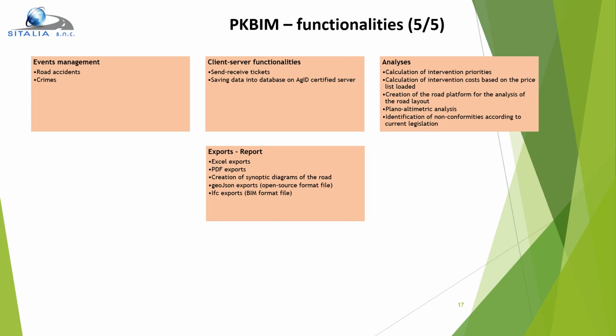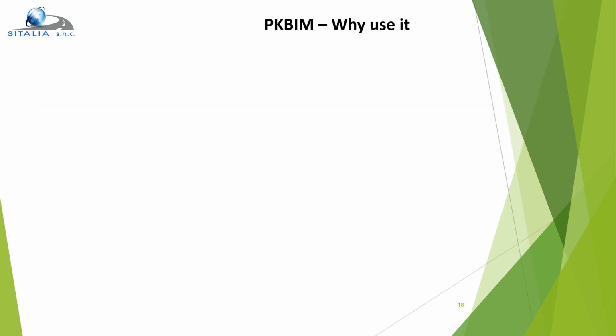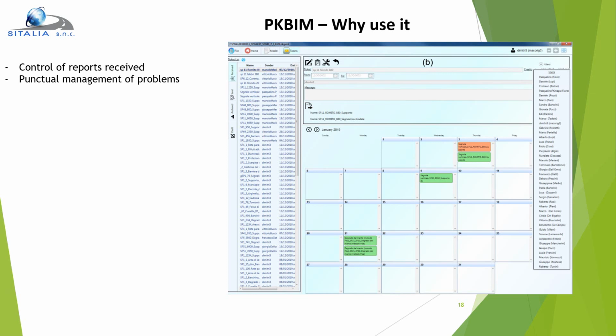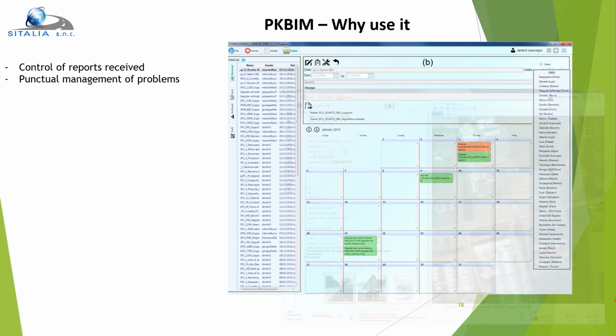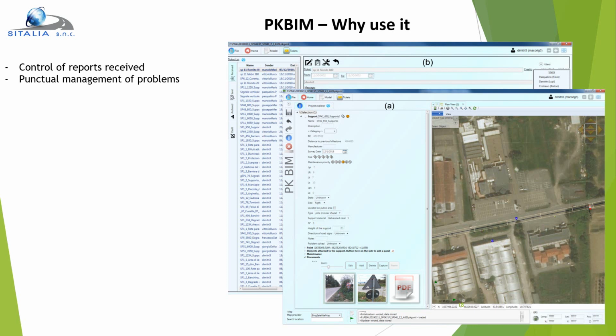We will see a demo in just a few seconds that will show you what it is possible to do from the software. Why use BIM? Because there is a control of reports received, so there is a ticket page where you can see what we sent, what I sent, what I received, what my team is doing. There is a punctual management of problems, so it is possible to import data from reports received and check what was received to obtain the priority evaluation.